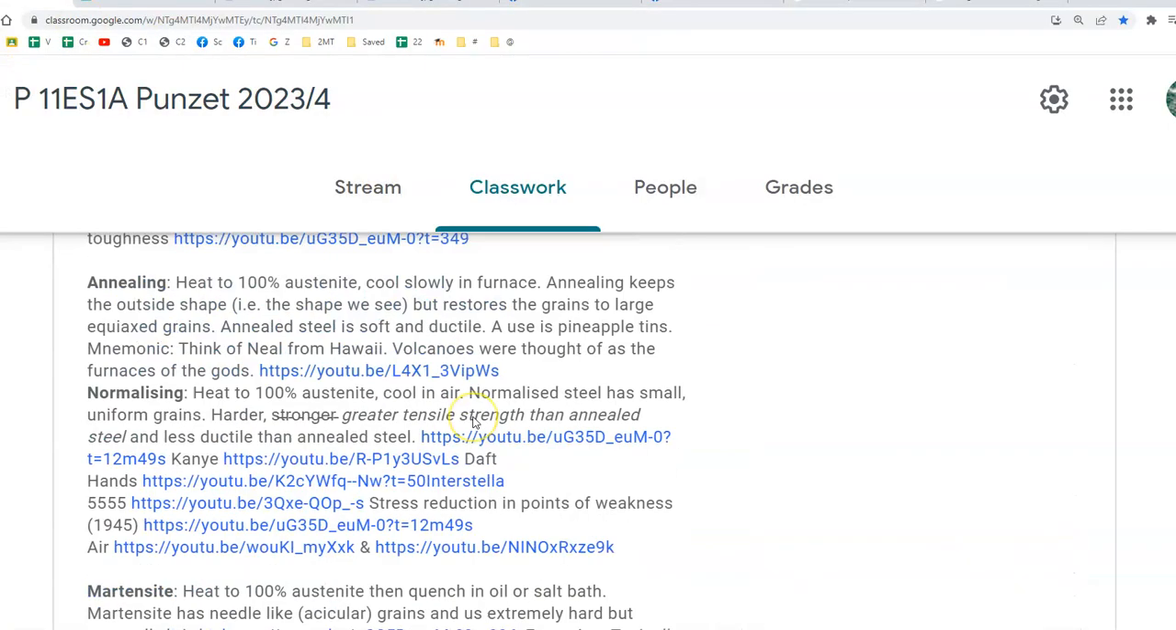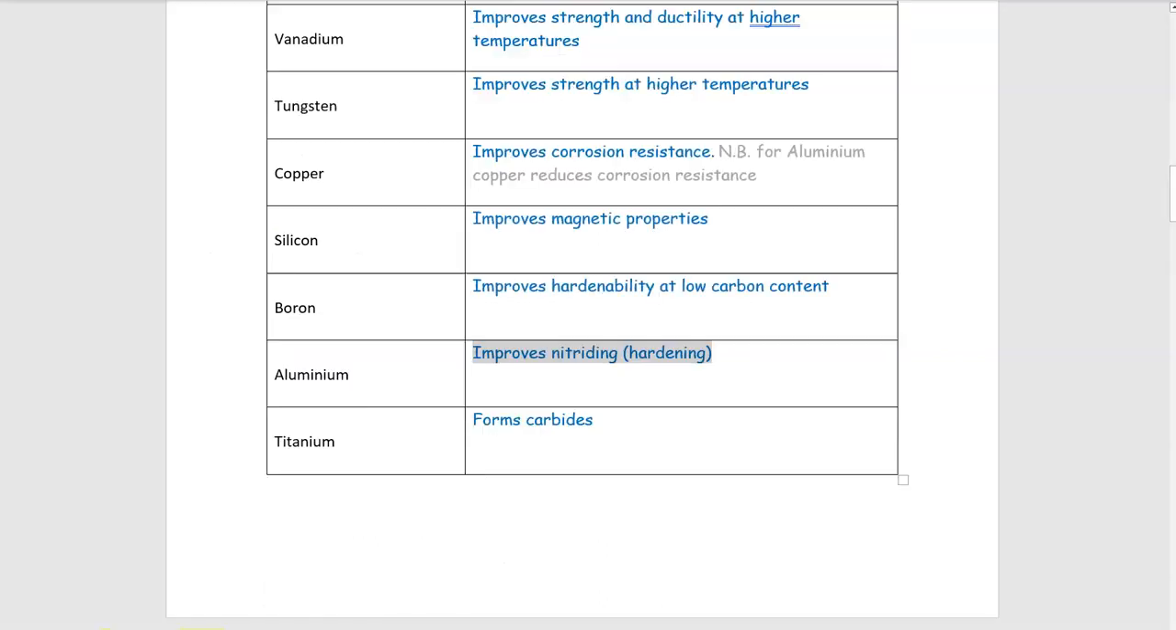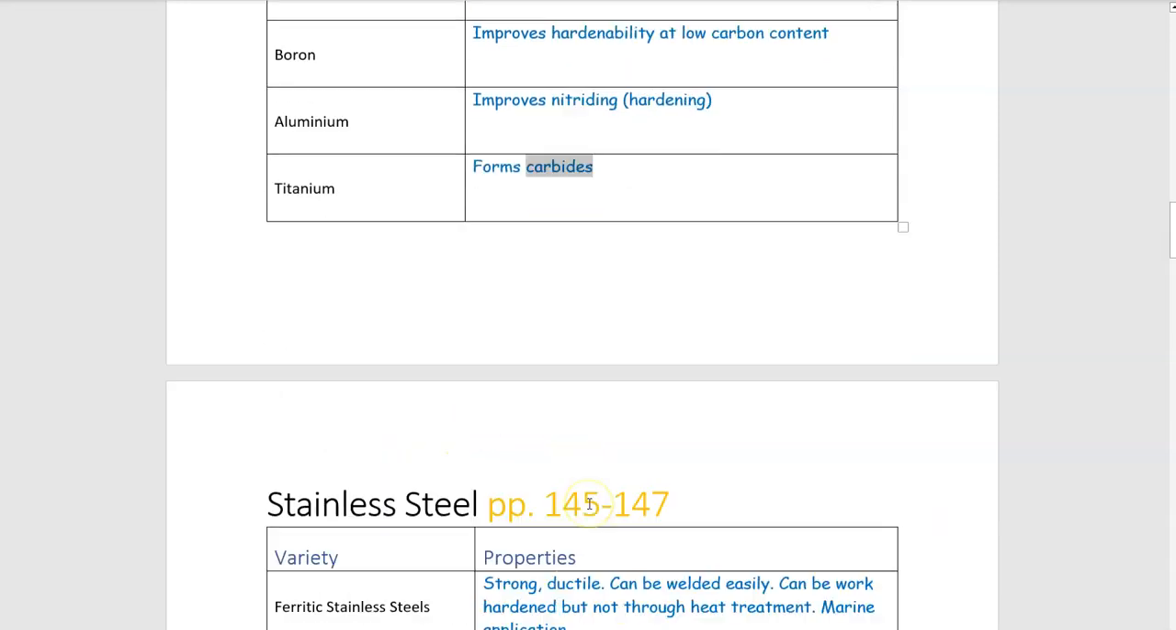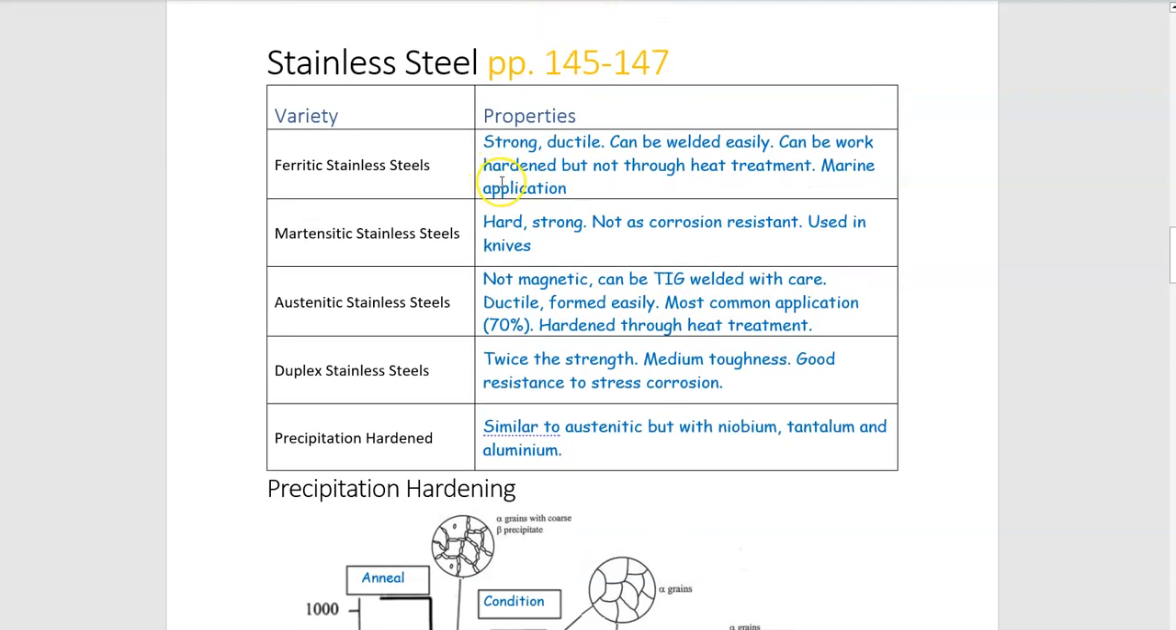So if we go here, we said surface hardening or case hardening. We have carburizing, which adds interstitial carbon into the surface of the steel, improving hardness. Nitriding is very similar, but substitutes nitrogen. This improves corrosion resistance, but it doesn't work over 500 degrees, so that's why we don't use it all the time. And titanium forms carbides, so that's Fe3C, also known as cementite.